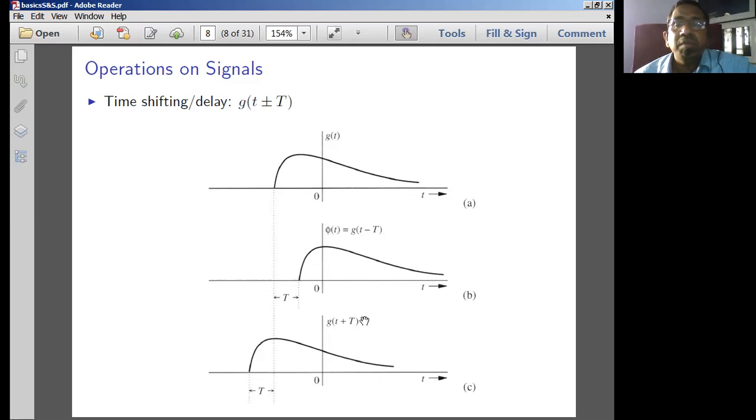Similarly, the time advanced signal. What does it mean if you shift this signal towards left? With respect to this reference signal, the signal is coming before this signal by a time period t. Therefore, I can write this as g of t plus t. It is a time advanced type of signal for us.